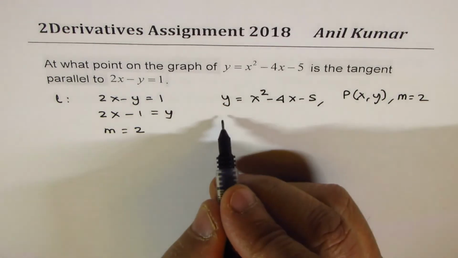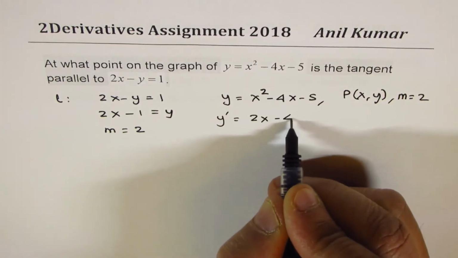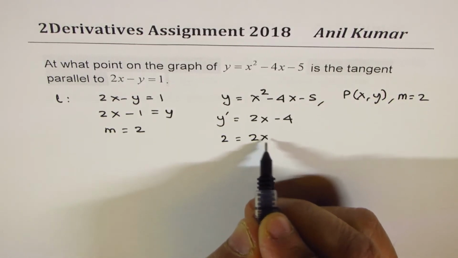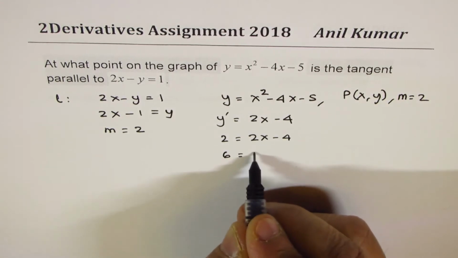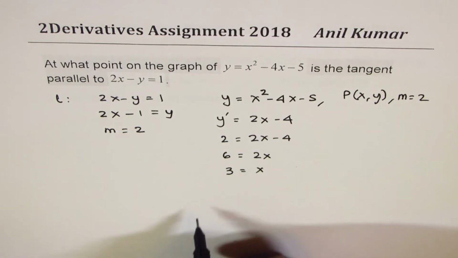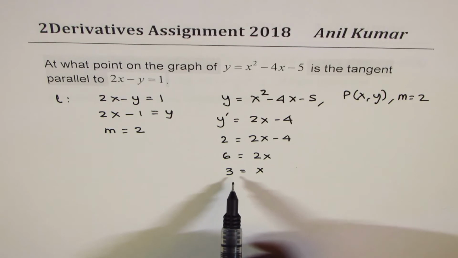That's the whole thing. So let's find the derivative. Derivative is 2x minus 4. Equate this derivative to 2. So we have 2 equals to 2x minus 4. Bring them together. So 6 equals to 2x, and that gives you x as 6 divided by 2, which is 3. Whenever we say find the point, that means you need coordinates.